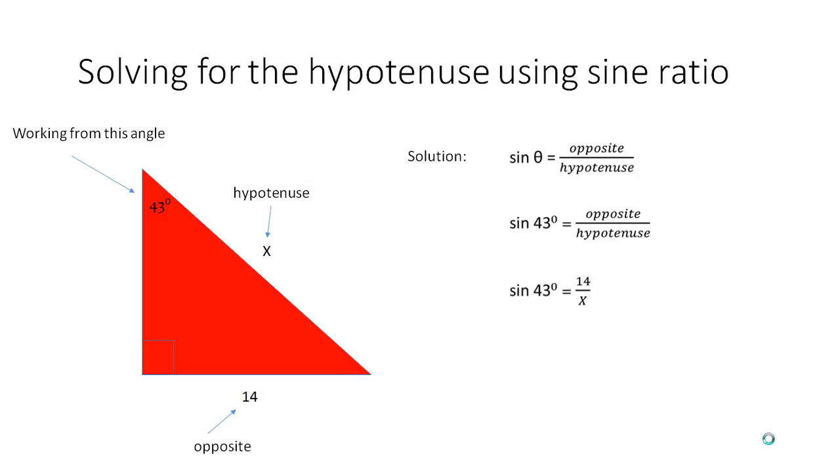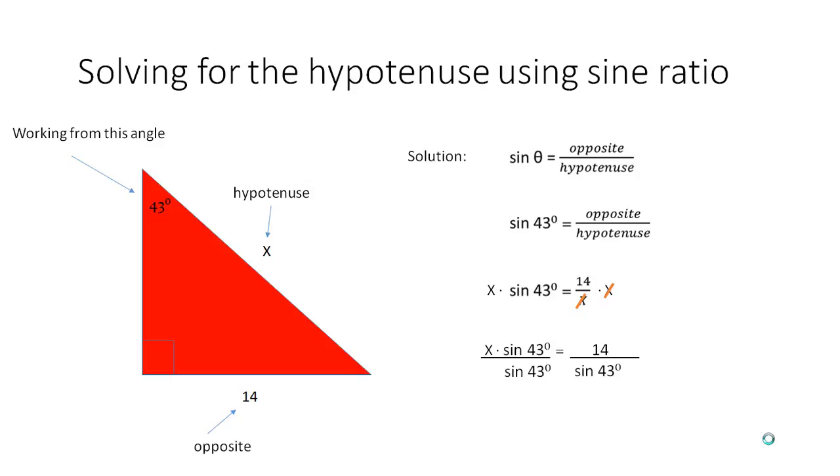Since it is located in the denominator of the fraction, there will be an additional step in solving. Let's begin by multiplying both sides by x. Simplification of this step reveals x is eliminated from the right-hand side and is transferred to the left-hand side of the equation. x multiplied by the sine of 43 degrees is equal to 14. There's one more step that must take place to isolate for the x variable.